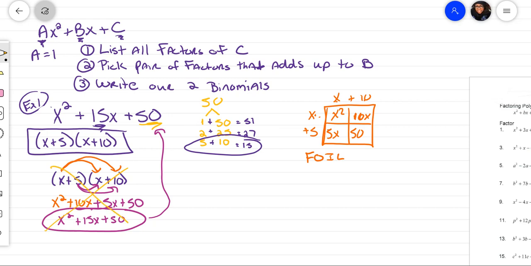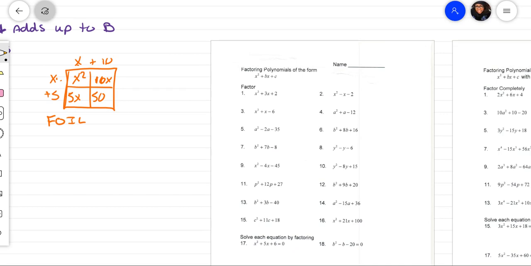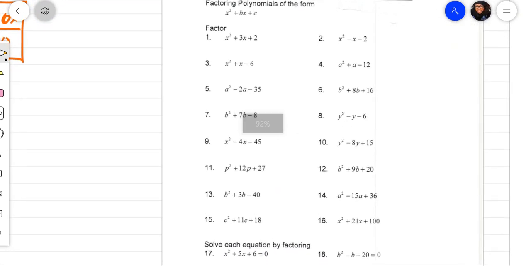All right, so let's do one or two examples from that first page. If we look at our first page, here's our packet. We've already done a few in class at this point, so maybe we'll look at number 6. For number 6, we need all factors of 16 that add up to 8. So 16 is our C. Our factors are 1 and 16, 2 and 8, and then 4 and 4. That's the only ways to get 16. So if we add them up, we pick the pair that gives us 8. The pair that gives us 8 is the 4 and the 4.